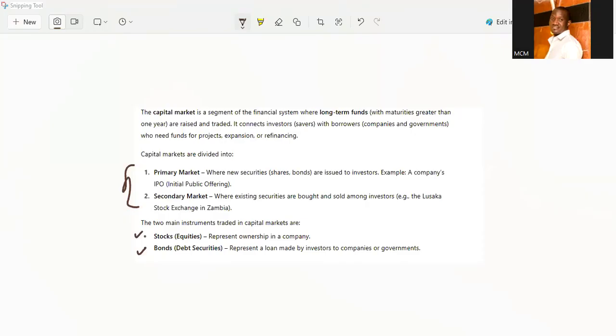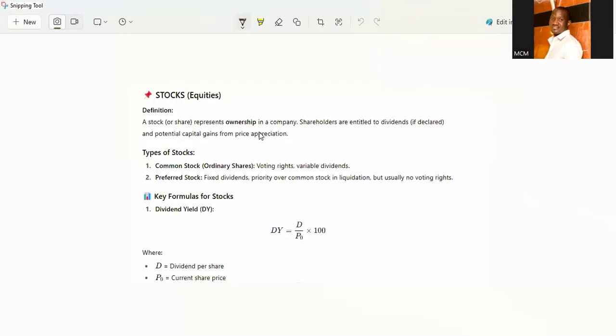So equities, like I said, represent ownership. Equities are actually shares. Shares have a way of computing them. The reward for buying shares is called a dividend. So the share is simply ownership of the company, and shareholders are entitled to dividends if declared and potential capital gains from price appreciation. So we have what we call ordinary shareholders, which have voting rights and variable dividends. And we have what we call preferred stock, which has a fixed dividend. Of course, they have priority over being paid when there's a liquidation.